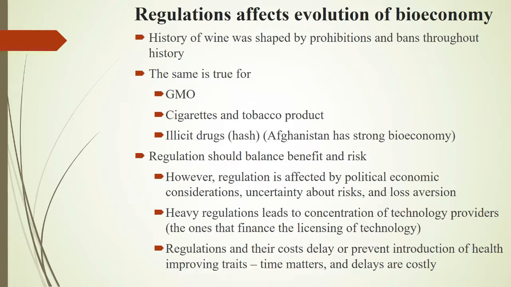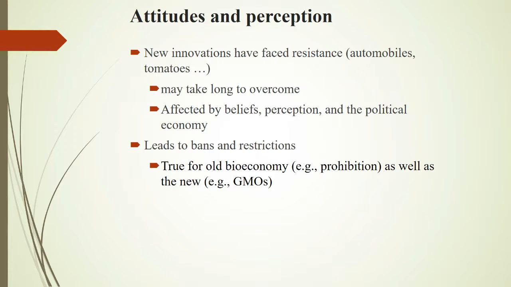Heavy regulation, and that is again work of David and others, has shown that heavy regulation results in more concentration, more market power to those that are actually producing the good. So we should be cautious of that. Regulation and their cost of delay also prevents introduction of health improving traits. And this again has a big cost. There are papers by authors from the audience talking about the golden rice and the impact of not adopting it. There's a big price there, and we need to make others aware of it and understand it.